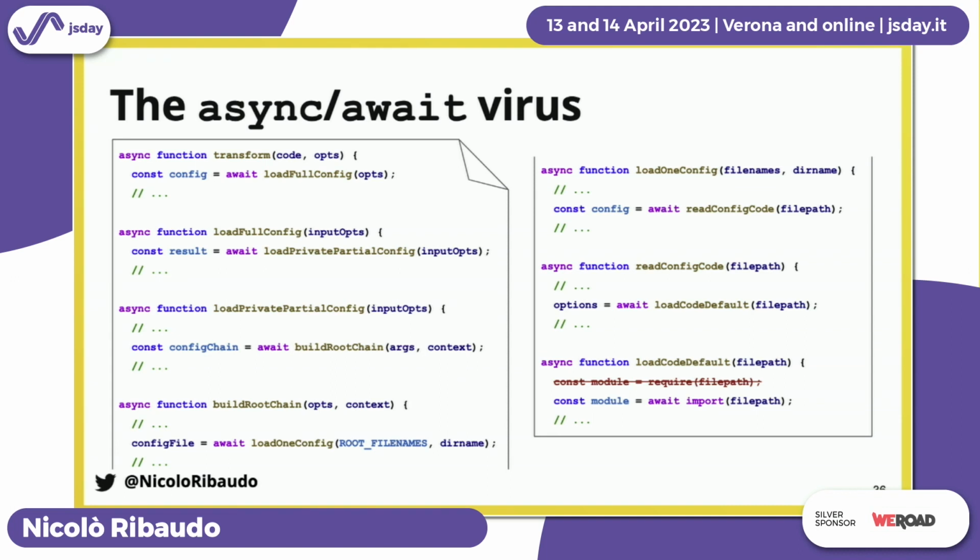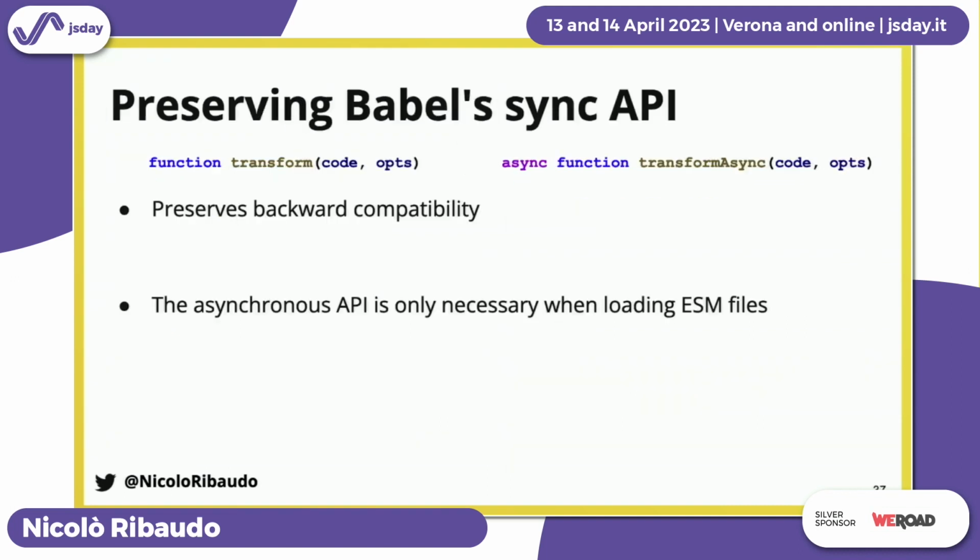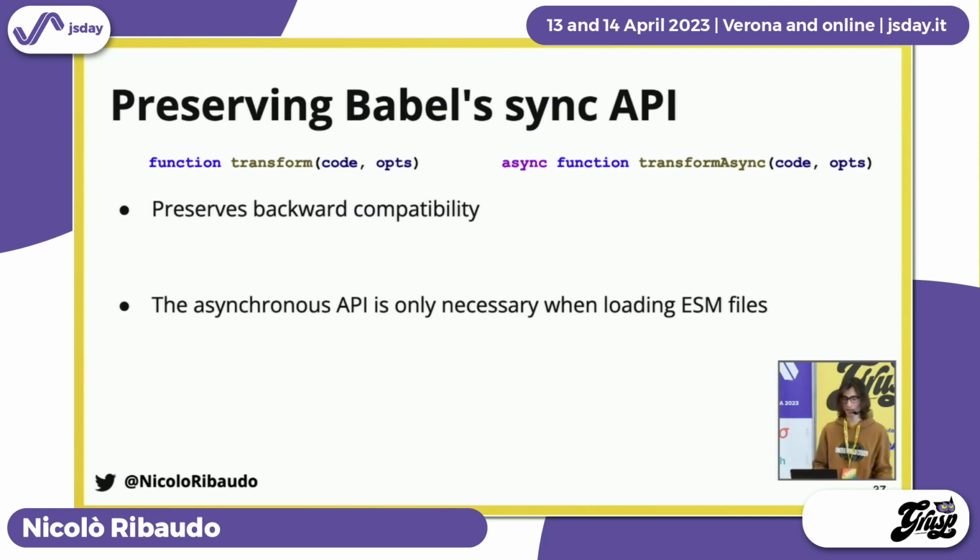And this might be fine, except that we really wanted to try preserving our synchronous API for backward compatibility, because some people don't care about using ESM in their configs, so they don't really need to use Babel asynchronously, and they may be already using Babel in contexts where they're already calling it synchronously. Why should you break their code if they don't care about what's unlocked by the asynchronous transforms?